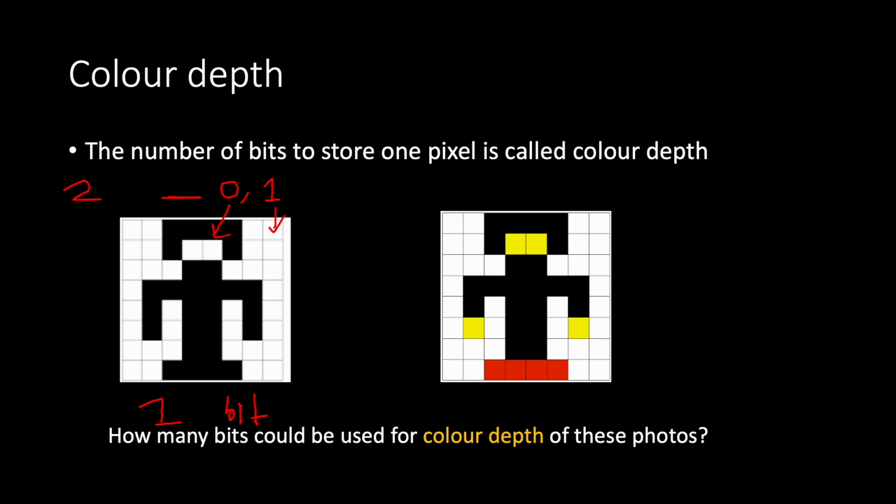For the right-hand side one, we can clearly see we have white, black, yellow, and red, which is 4 colors. So we know a 1-digit binary has 2 unique combinations, and if we add 1 more digit to it, it will be 2 times 2, which is 4 unique combinations: 00, 01, 10, and 11. That's 4 unique combinations for 4 colors. Perfect. So for the right-hand side image, we need a color depth of a minimum of 2 bits.